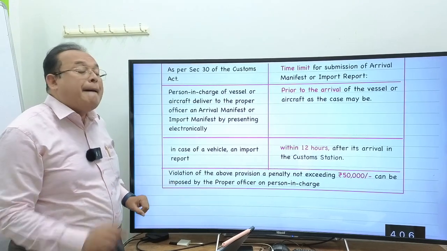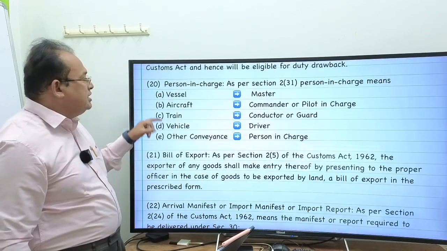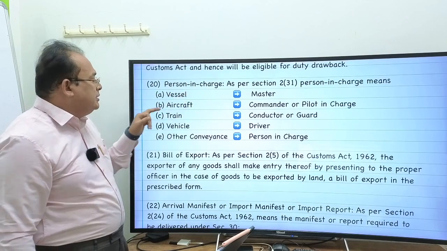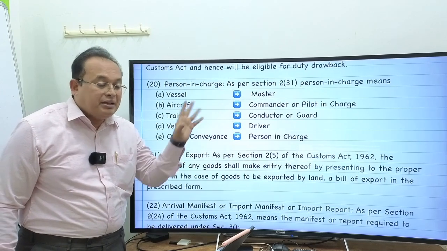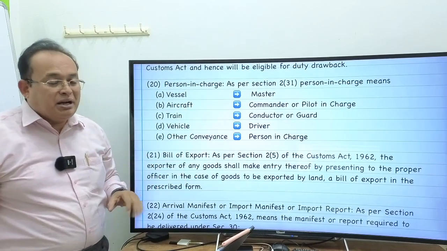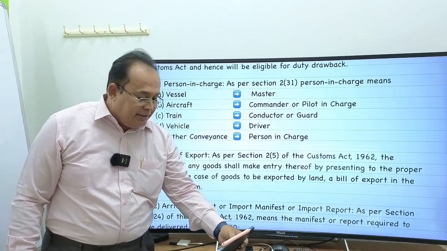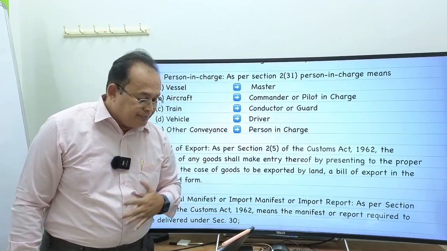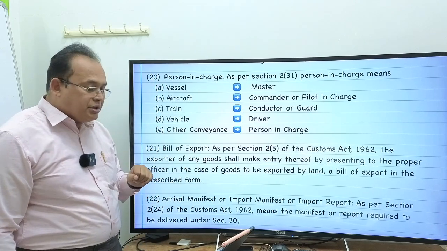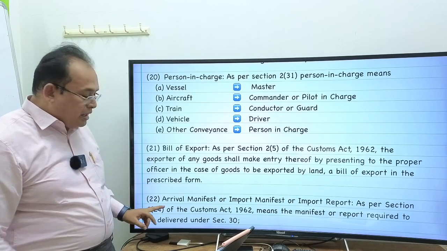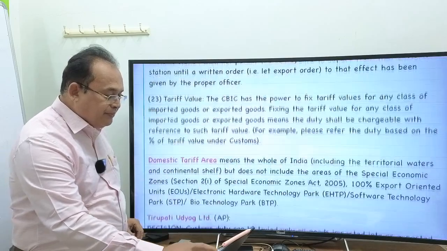Who is liable to pay? The person in charge. Who is the person in charge? For different modes, different persons: vessel, master; aircraft, commander; train, conductor; vehicle, driver; or any other person in charge. They are liable to pay penalty if they violate the provisions. With this, we understand the concept of the person in charge, bill of export, thereafter arrival manifest, thereafter departure manifest.